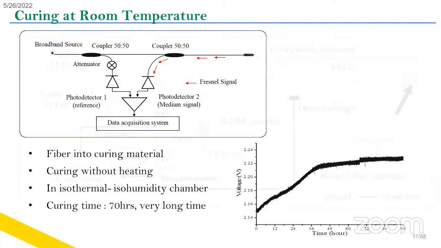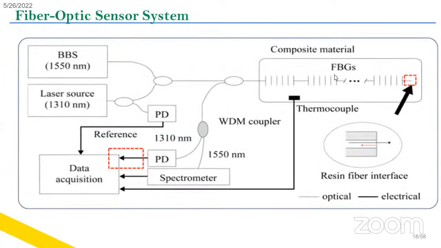I'll skip this part. So this is the setup. As I mentioned earlier, here we have the FBG. FBG is for monitoring the temperature as well as strain. Additionally, in the Fresnel reflection part, as I told you, a part of the light will be reflected back at the end of the fiber. Using this tip, we can measure the resin curing process, and this FBG, fiber Bragg grating, is very helpful to monitor the temperature as well as the strain.